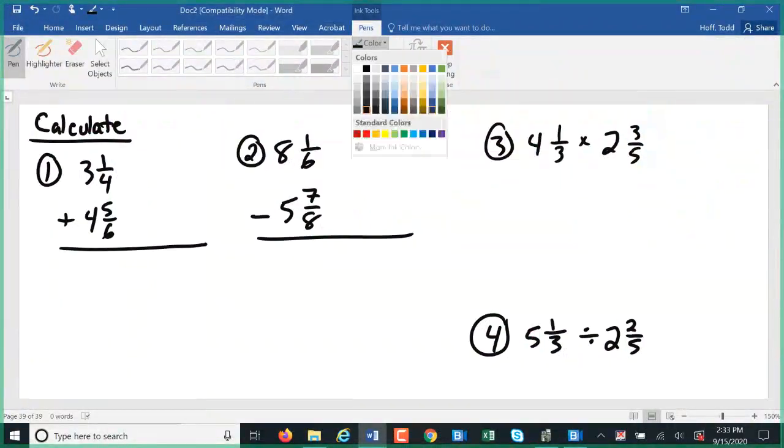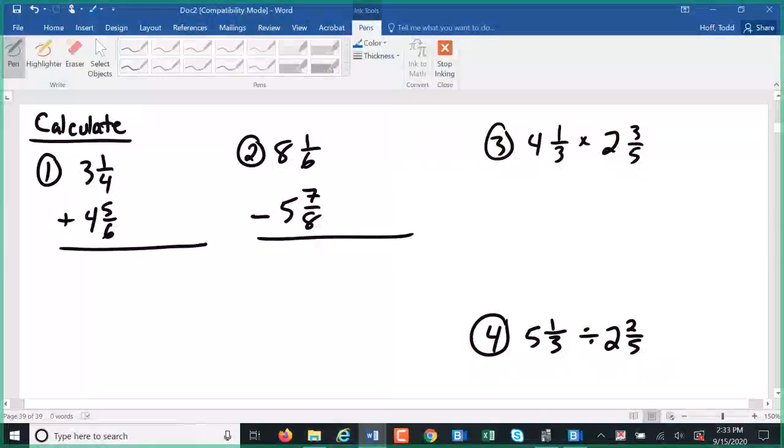So for the first problem here, we are adding. Remember, when we add or subtract, we need the same name. So for fractions, that means common denominator. So for 4 and 6, that's going to be a common denominator of 12.